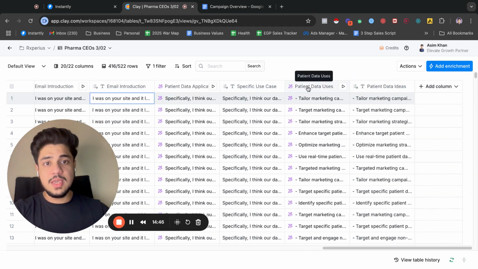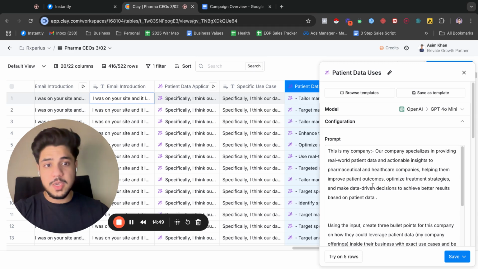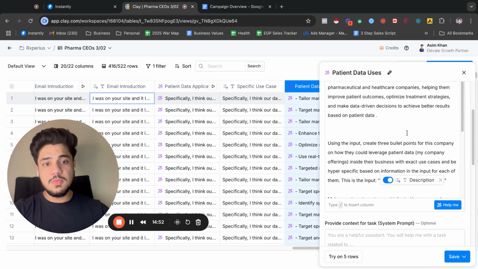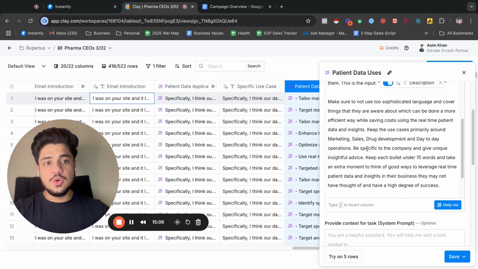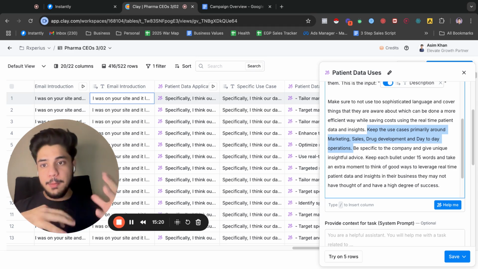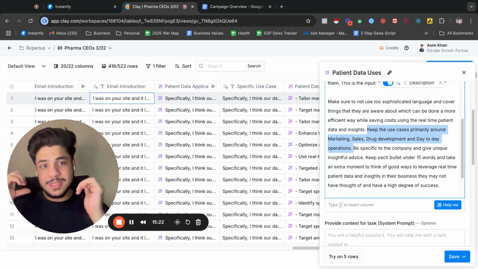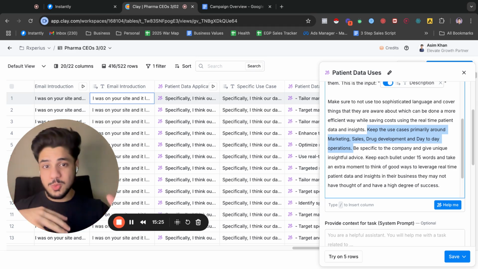And in the last step, we give them some ideas on how they can leverage our patient data. Again, we give it the summary of what we do, and using that input, create 3 bullet points for this company on how they could leverage patient data, which is my client's offering, inside their business, with an exact use case and hyper specific. I also told it to make sure not to use too sophisticated language, and to keep the use cases primarily around marketing, sales, drug development, and day-to-day operations. This is where my client's offer comes into play, so if you are suggesting ideas, suggest ideas that come around these things specifically.